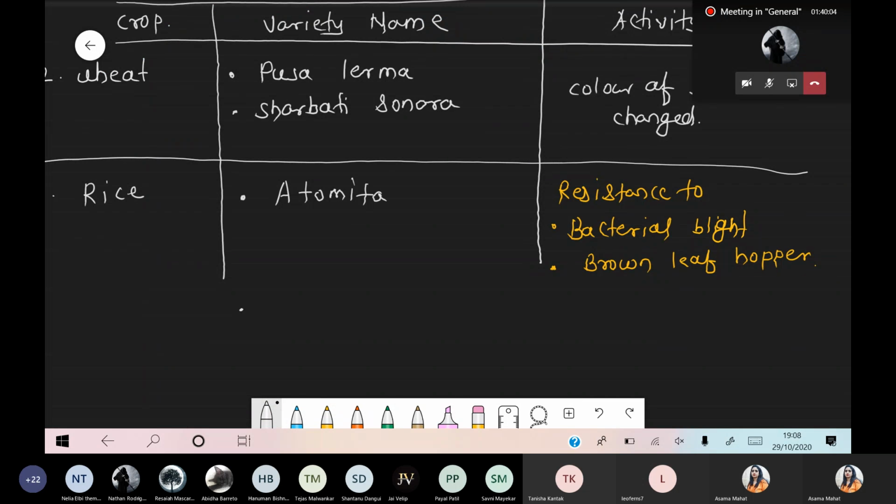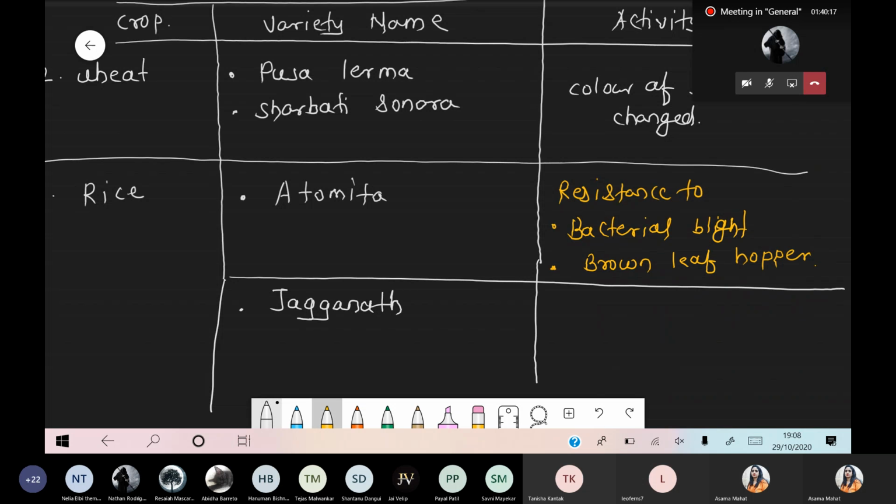Another one species that is Jagannath, a species of rice. This Jagannath variety basically has some unique properties. These have resistance activity for insects. So we are talking about resistance to insect. And the another property they have is lodging resistance.